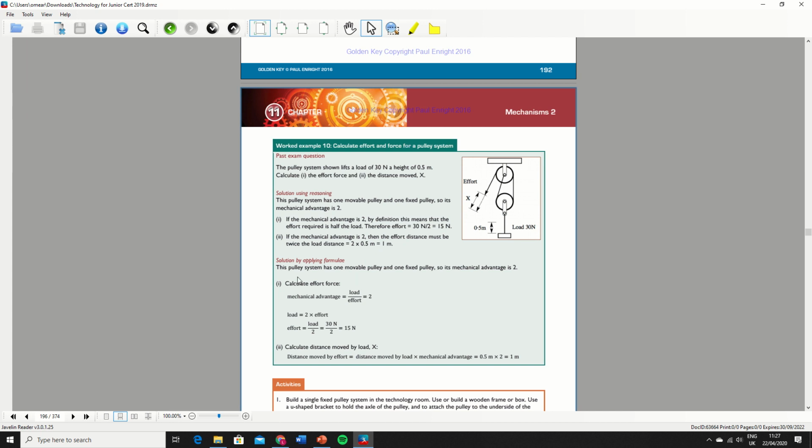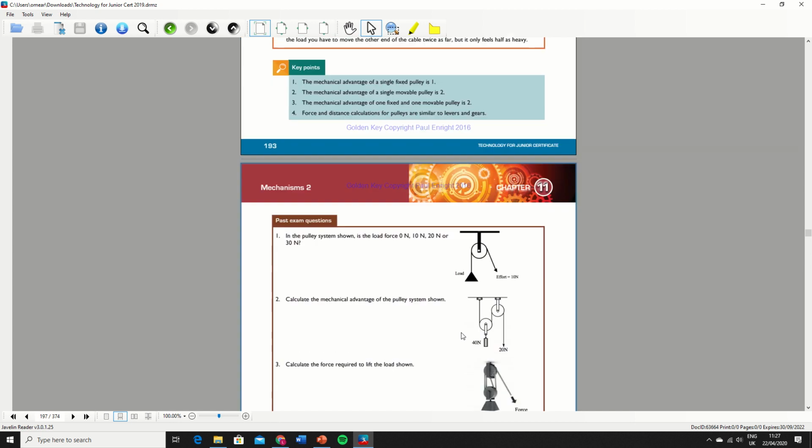So now the calculation. Calculate the effort force. Mechanical advantage is load over effort, and we already know the mechanical advantage of this pulley system is 2. So if the mechanical advantage is 2 and we know our load, which is 30, then load equals 2 multiplied by effort. We can just rearrange the formula: effort equals load divided by 2, which means 30 divided by 2, which equals 15. Now calculate the distance moved by load, X. Distance moved by effort equals distance moved by load multiplied by mechanical advantage. So our distance moved by load is 0.5 multiplied by mechanical advantage, which is 2, which is equal to 1 meter.